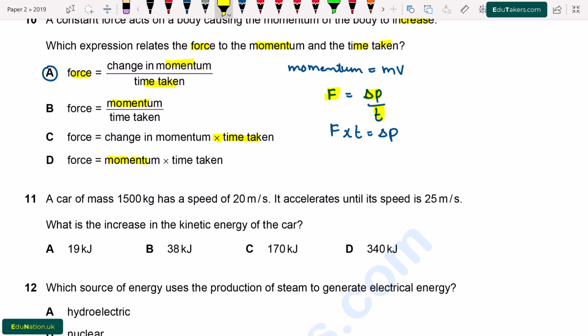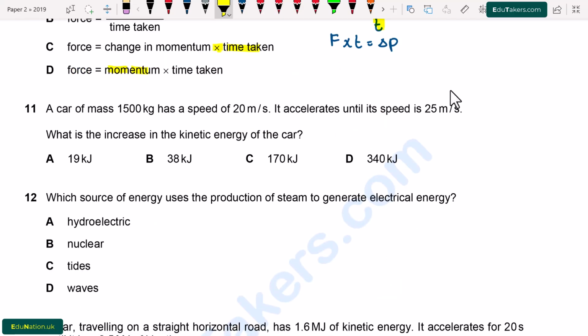Question number 11. A car of mass 1500 kg has a speed of 20 meter per second. It accelerates until its speed is 25 meter per second. What is the increase in kinetic energy of the car? Here we have to find out the increase in kinetic energy of the car. We know that kinetic energy is equal to half mv square.